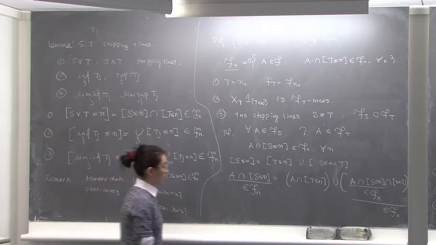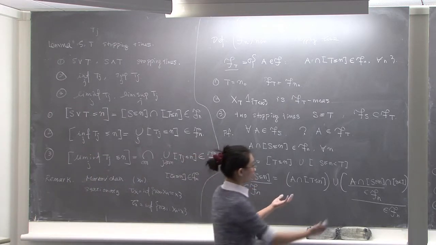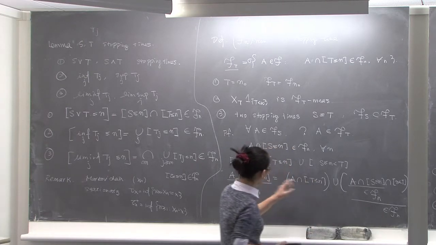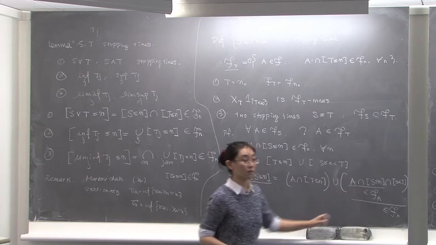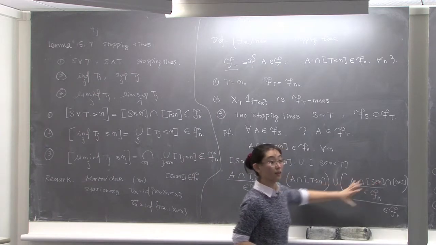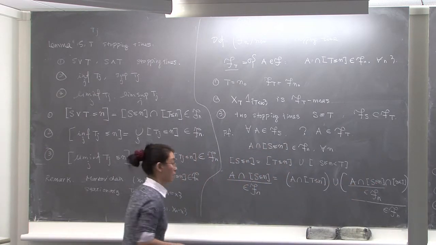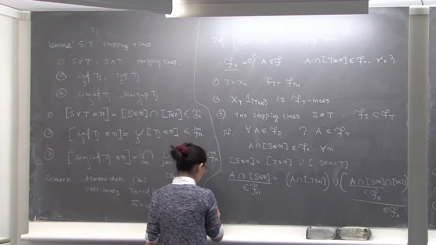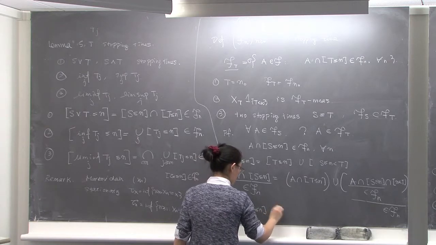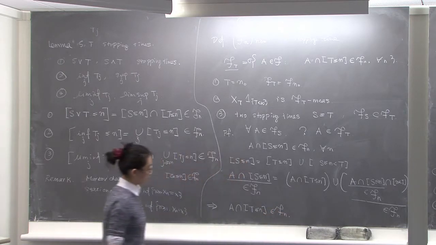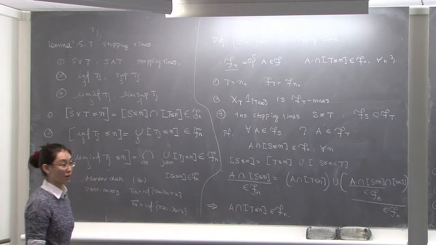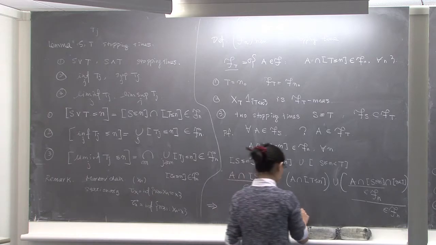And here we also see that the left-hand side equals the union of these two, but this is a disjoint union. So this one equals this one minus this one. And since this one is contained in Fn, and this one is also contained in Fn, the difference of the two is also contained in Fn. So this implies that this event is contained in Fn. This is true for any n. So this tells us A is in Ft.